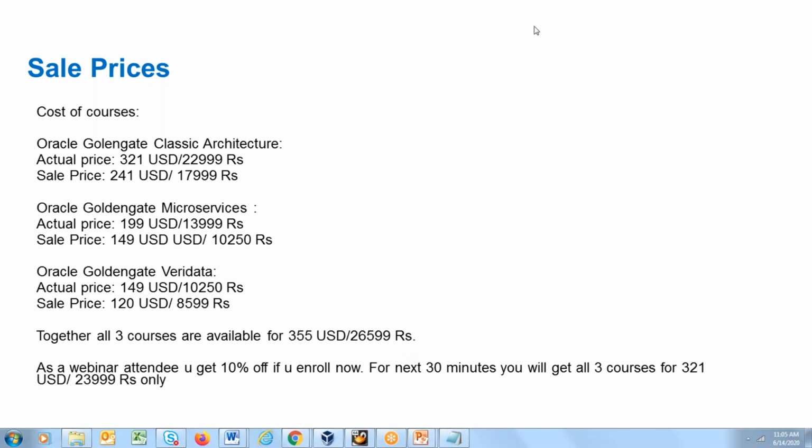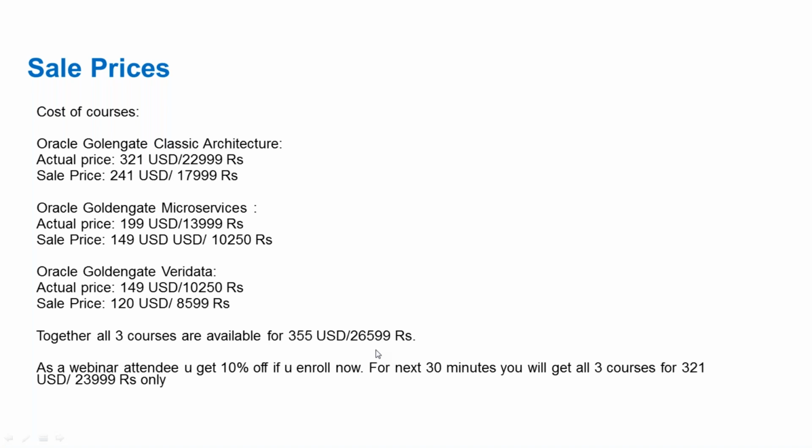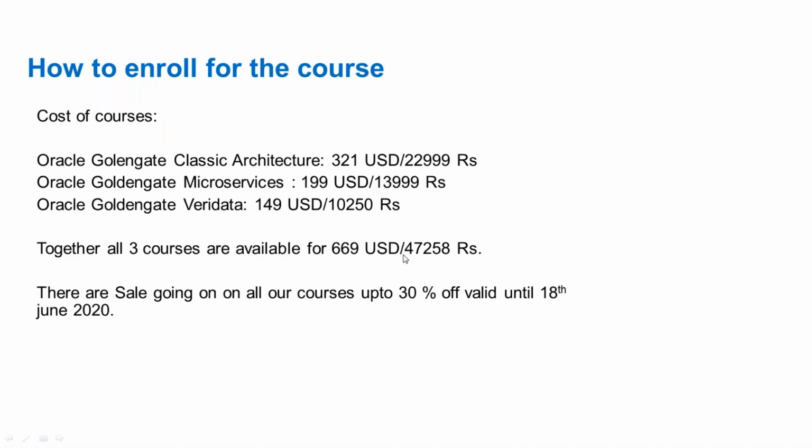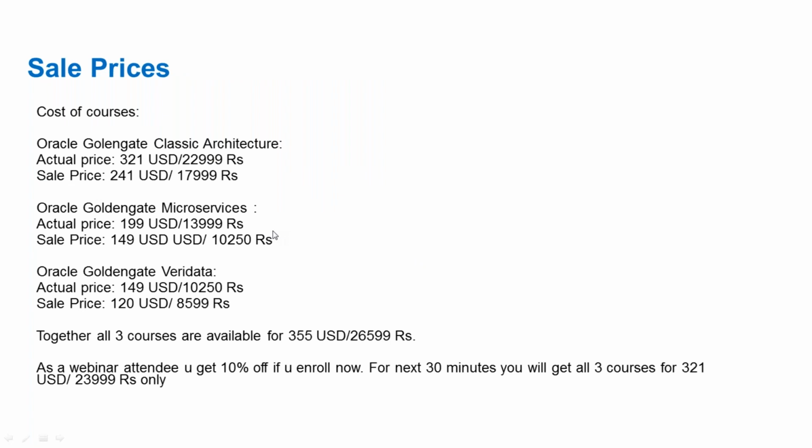So for the next 30 minutes, if you enroll, you will get all three courses for $321 or 23,999 rupees only. But that will be available only for the next 30 minutes, and until the 18th of June. After 30 minutes, it will be $355 or 26,599 rupees. And after the 18th of June, the prices will be normal. So it will be 669 USD for all three courses or 47,258 rupees. If you want to go for individual courses, you can do that as well.